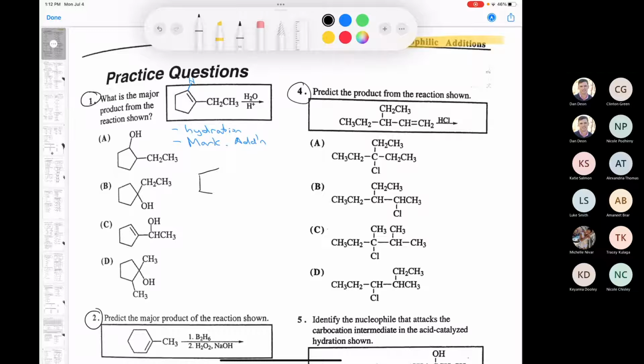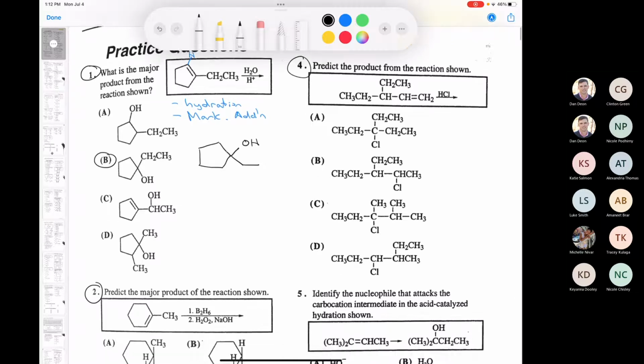And thus the final product is going to look like this, where we've got our ethyl group. So we have our CH2, CH3, and then we're also going to have the hydroxyl on here. So the answer would be B in this case. And you can practice drawing the mechanism for that if you want. It's just a straightforward Markovnikov addition of water across an alkene.